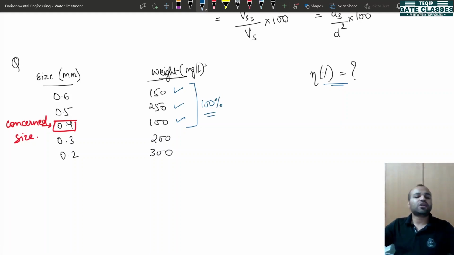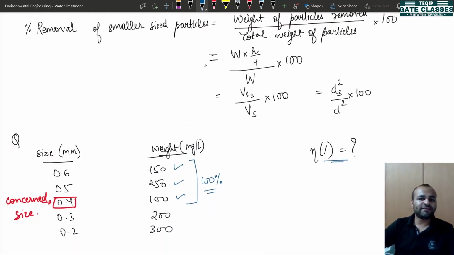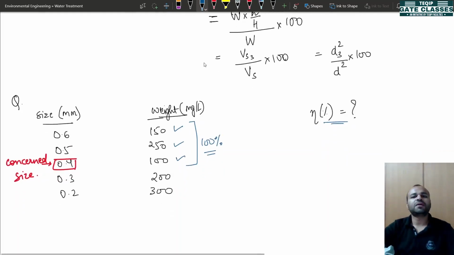Okay. Now talking about the particles which are less than the concerned size. For that we can find out the percentage removal efficiency. Now can we use the relation that we have just obtained from this above expression? Can you do it? The first question should be this one only. Can I use it? Why should this question come up?